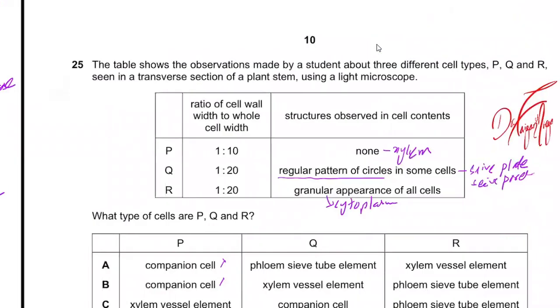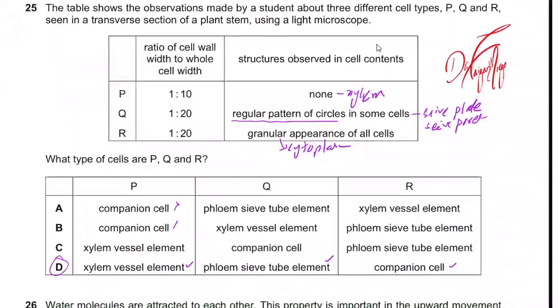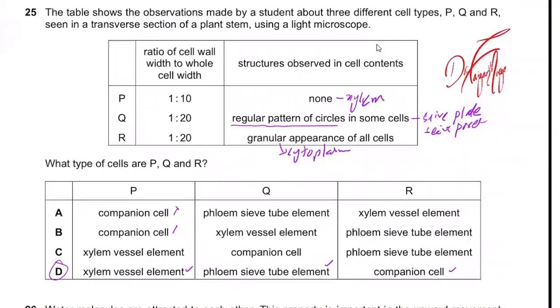So let's move on to question 25. The question says that the table shows the observations made by students who treated 3 different types of cells, P, Q, and R. A transverse section of a plant stem is shown using a light microscope. See, 3 cells are shown, P, Q, and R.